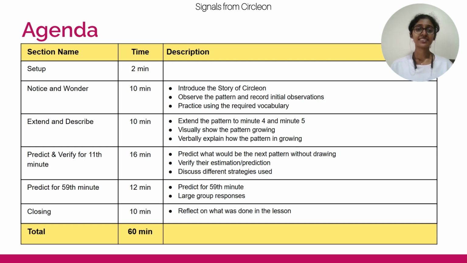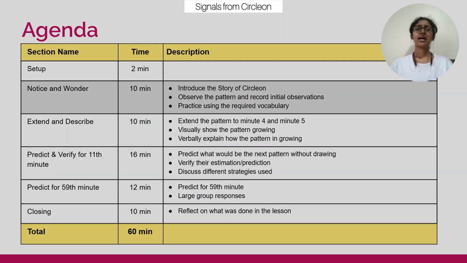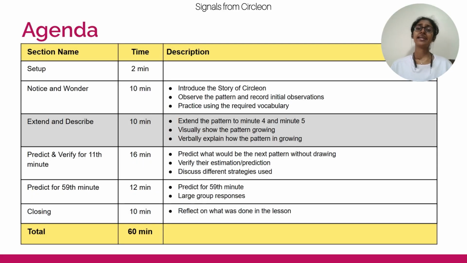So the first section we have is a notice and wonder routine where we introduce the story of Circleon. After that, we ask the students to observe the pattern and write down any question they have or anything they notice in the images. After that, the students are going to extend the pattern to minute 4 and minute 5, where they will visually and verbally explain how they see the pattern growing.